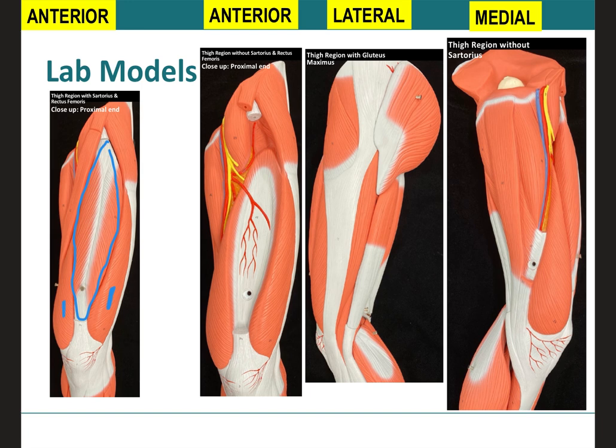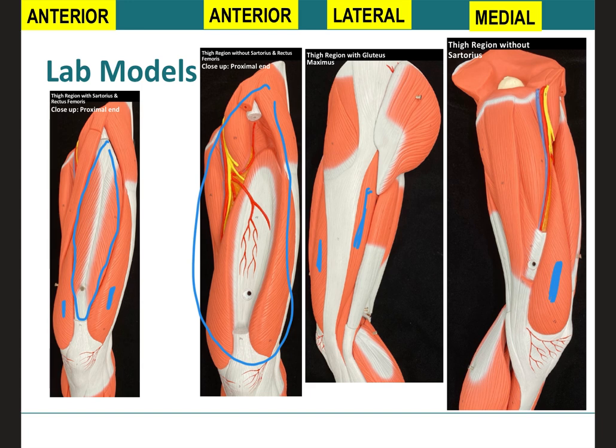Therefore, this one is your vastus medialis. And in this image over here, we have removed the rectus femoris, but we can't really see the vastus intermedius, so we don't have it on the list. But just remember that the vastus intermedius is located underneath the rectus femoris. On a lateral view, we can see the vastus lateralis over here, and on a medial view, we can see the vastus medialis right over here.